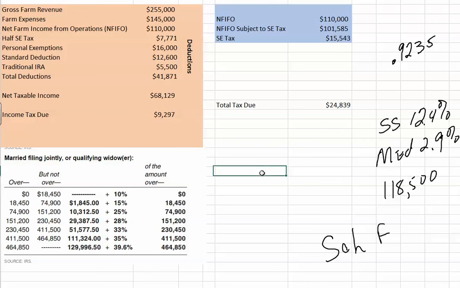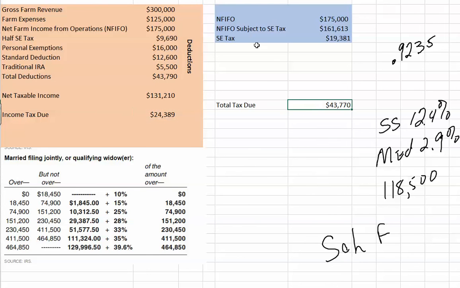Okay, now one of the nice things about using this template is that you can kind of play games with what the different dollar amounts are, and you can change them. For example, what if I made this 300,000, and what if I made farm expenses 125,000? That's not very realistic, but you'll notice it immediately changes. Okay? And you can see at $175,000 worth of net farm income from operations, you would owe $19,000 in self-employment tax. You would owe $24,000 in income tax.